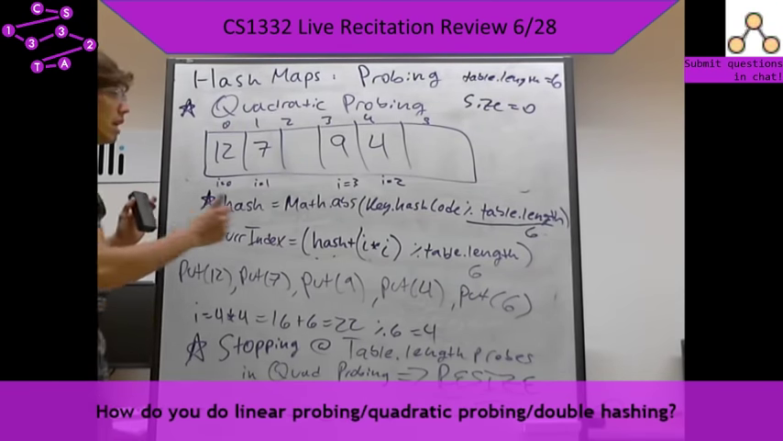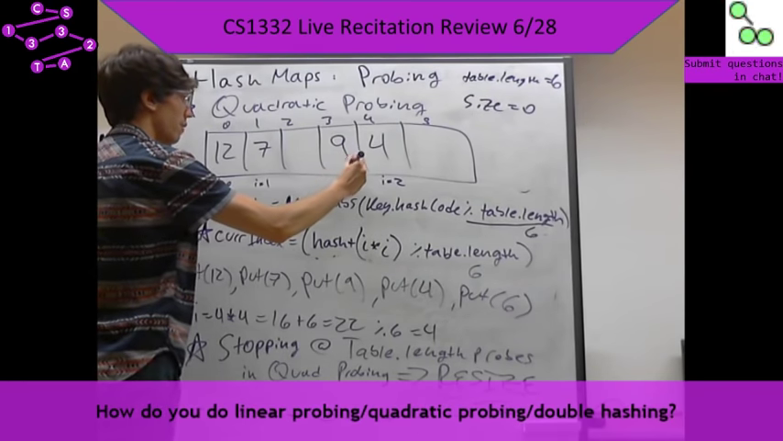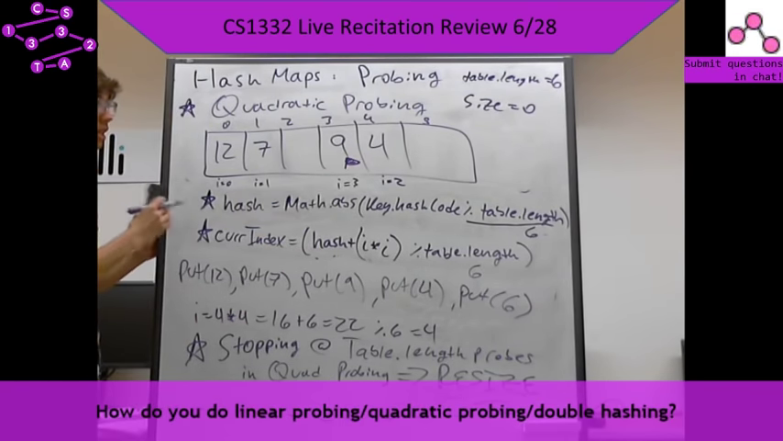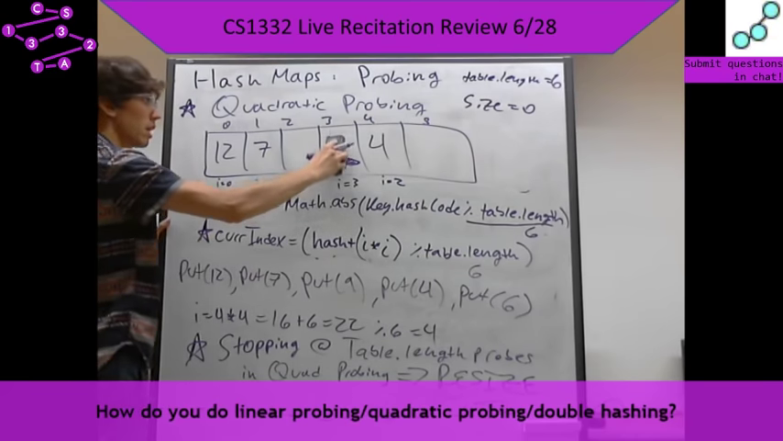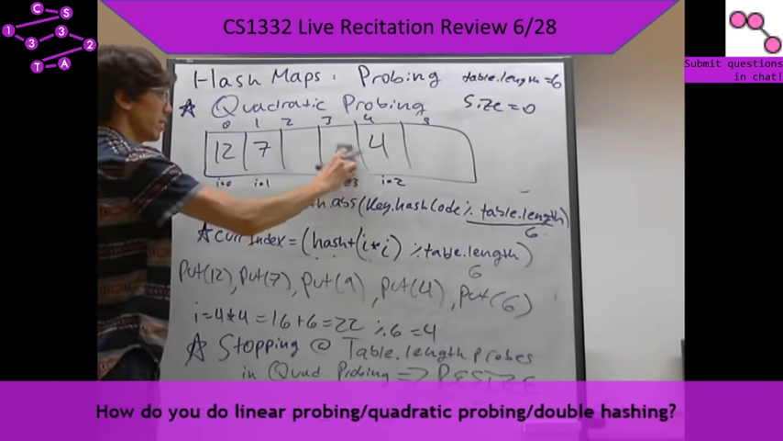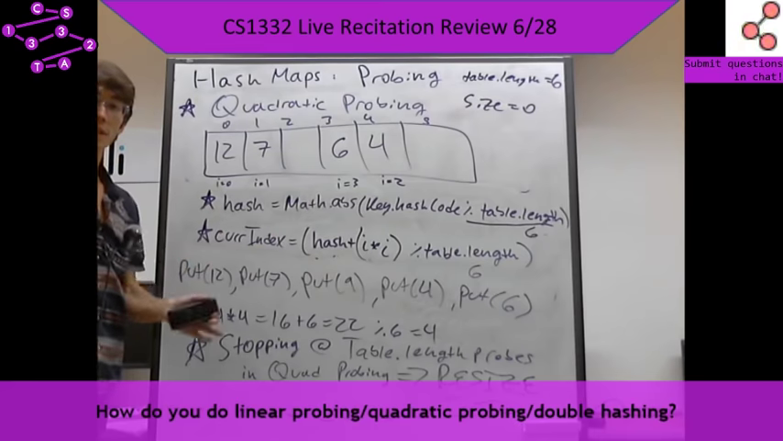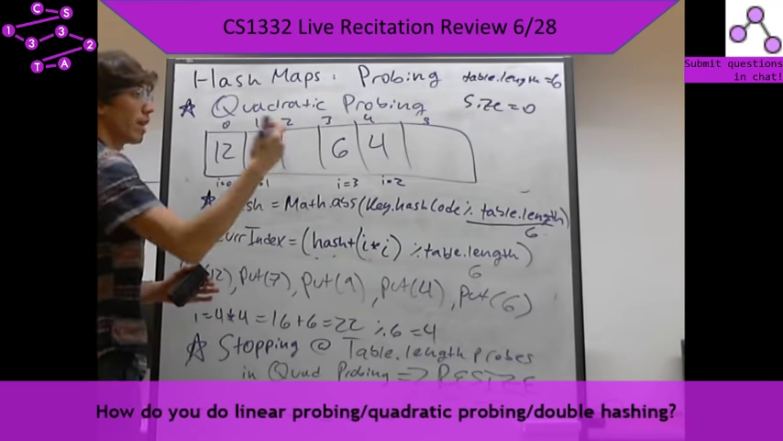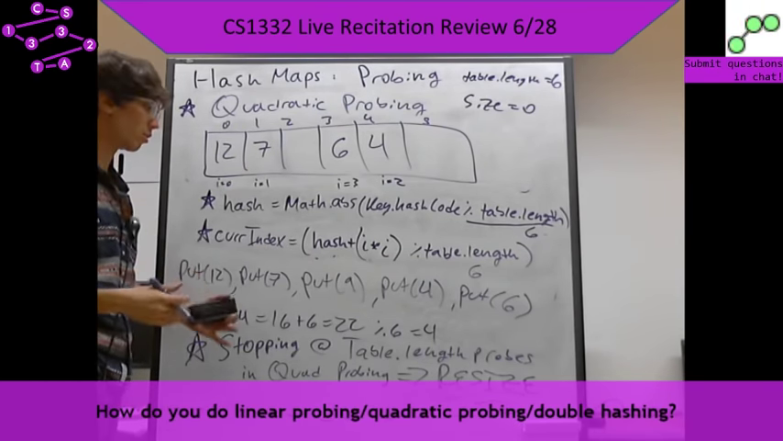Do be clear, right, that if this was deleted and we tried to put 6, then we'd probe table.length times, and we'd end up placing 6 right in here. But in the event that we don't have any deleted flags, we can get that infinite looping, right? And that's what we're trying to avoid here.